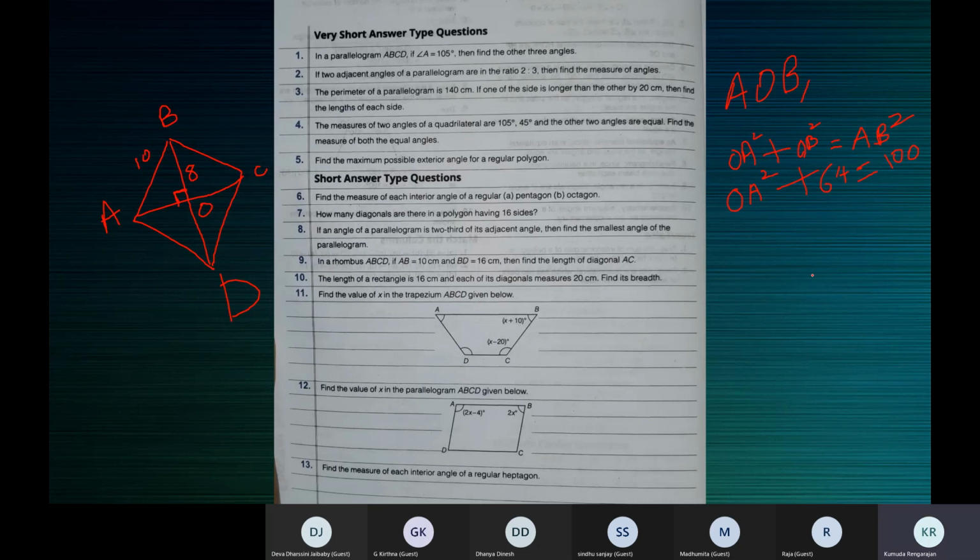Then what is OA? 6 centimeters, ma'am. Yes, the square root of 36, which is 6 centimeters. Now OA is 6 centimeters, but we have to find the other diagonal AC. If OA is 6, this will also be 6. So AC is equal to 12 centimeters. Got that? Yes, ma'am. Okay.